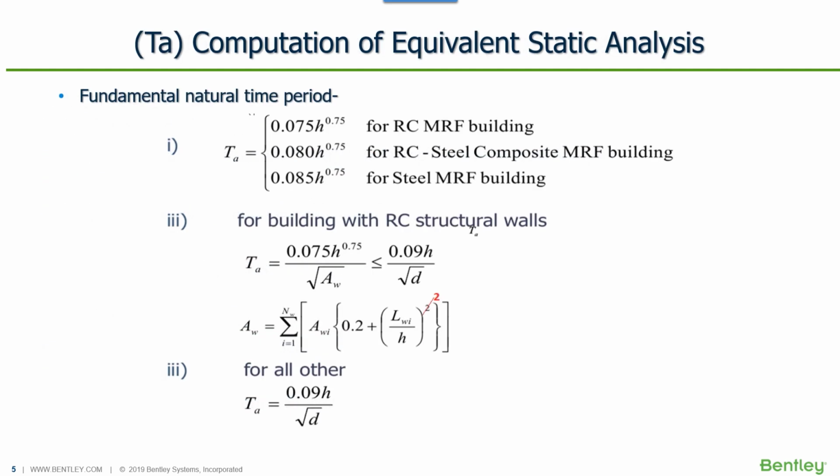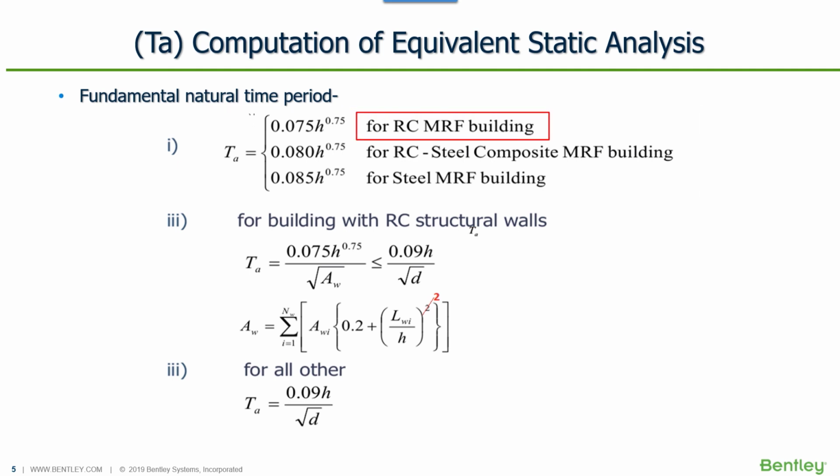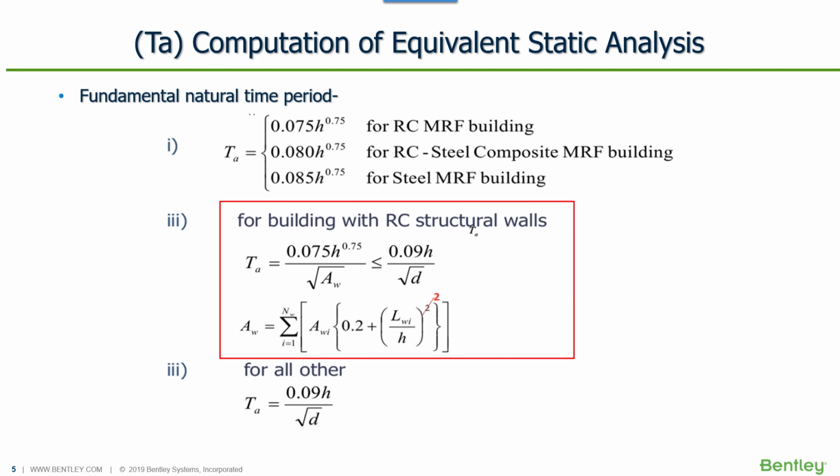So talking about computation of Ta, we have 3 sets of categories depending on the lateral load resisting system of a building. In the first category, we are considering the building with a moment resisting frame. In this particular category, we have got 3 subdivisions applicable for RC moment resisting frame, steel composite moment resisting frame, and the steel moment resisting frame. And there has been a new inclusion for Ta, where we have to use the equation number 3.